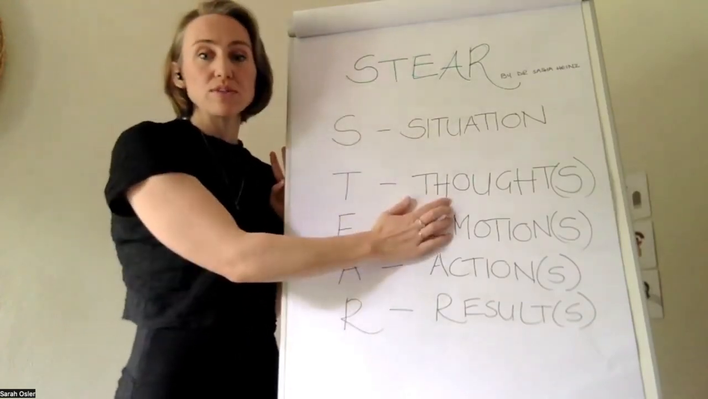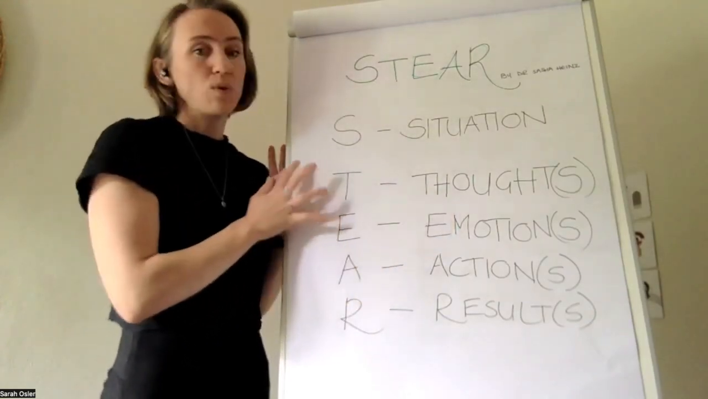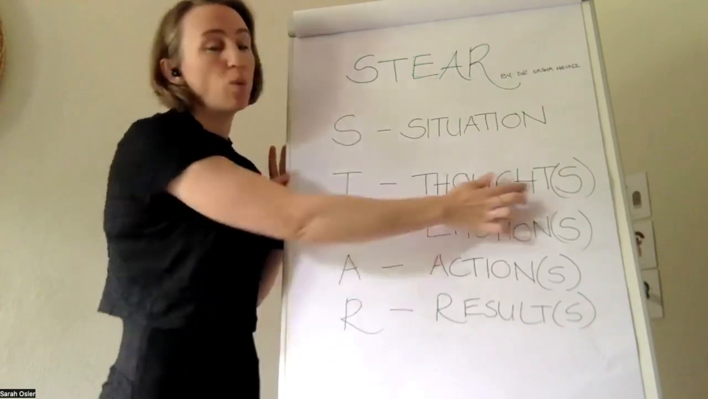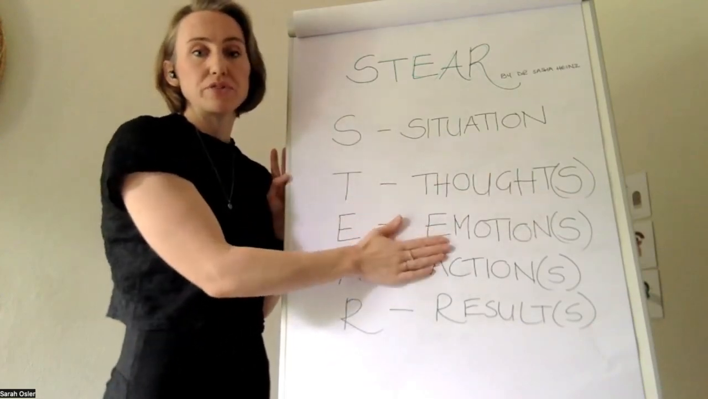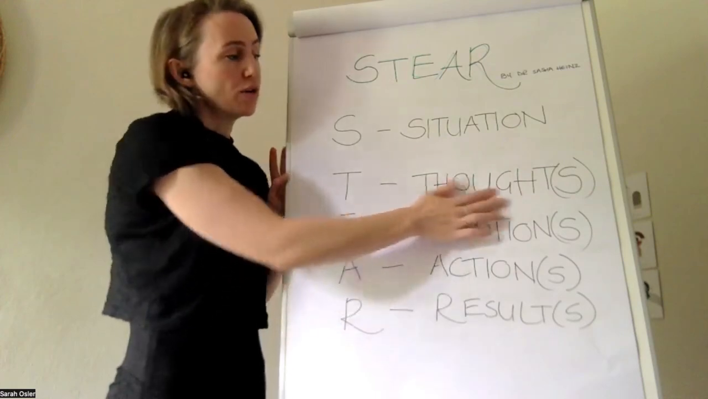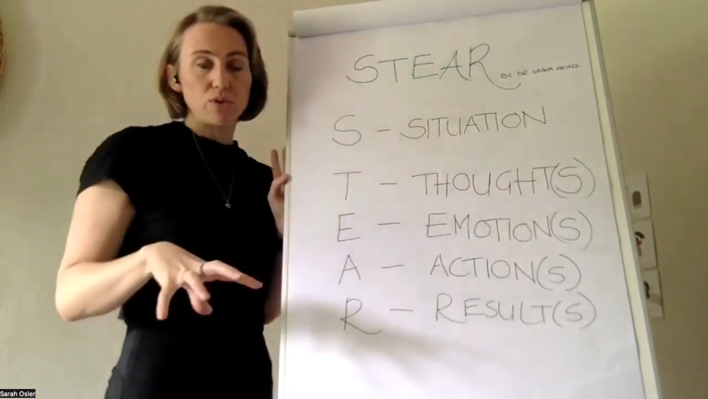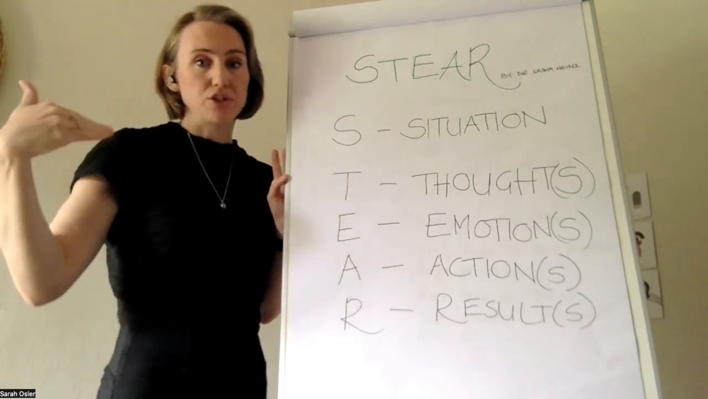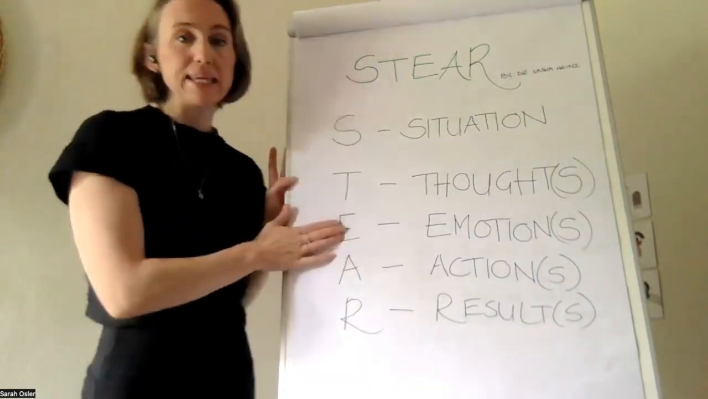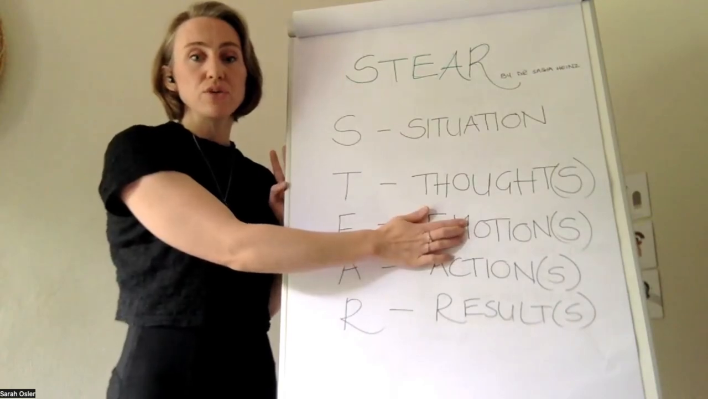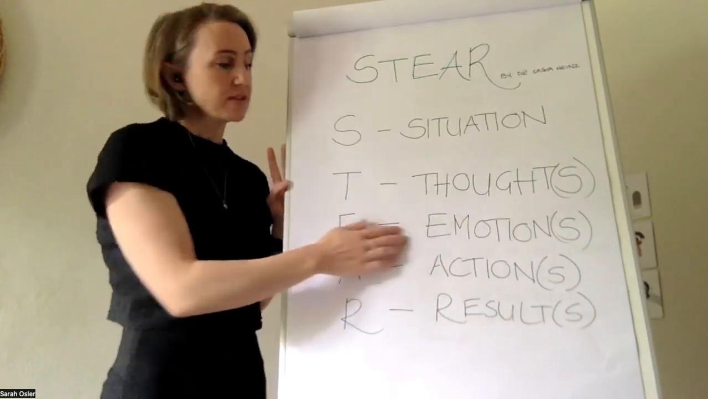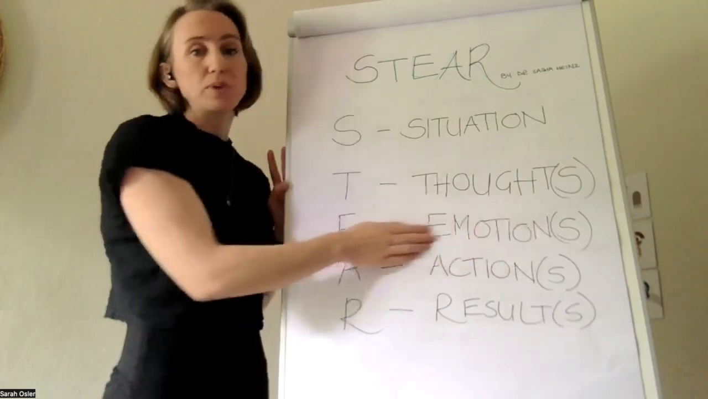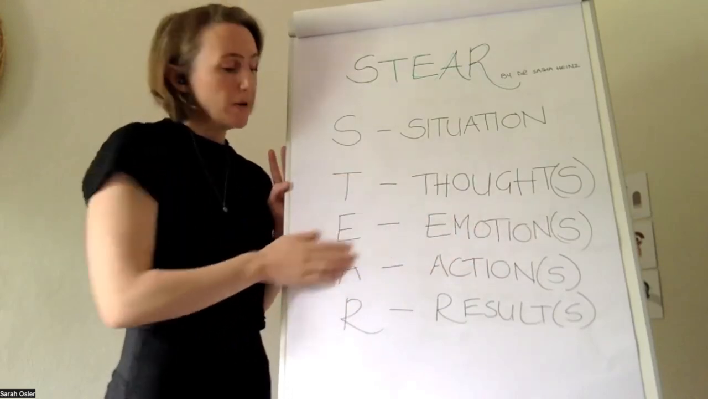T is for your thoughts. I'd recommend that for each map that you do, you just pick one thought because they will produce different emotions, etc. So you can write down all of your thoughts, but I would advise that you do a separate map for each thought. And then the E is for the emotions that come up. This can be multiple emotions for the same thought.